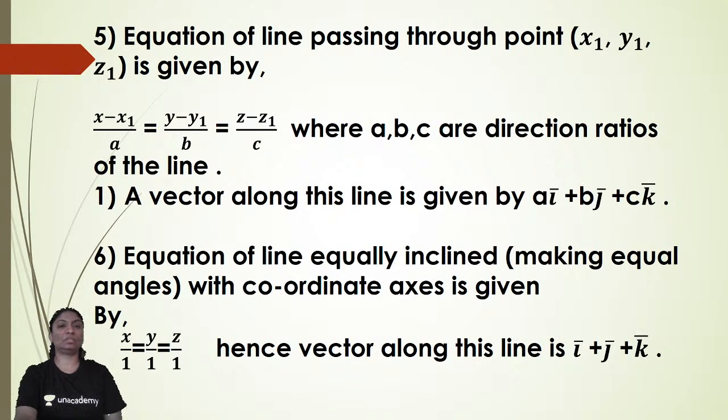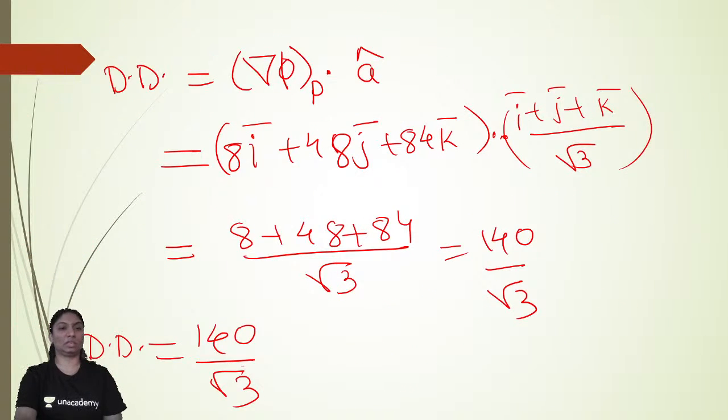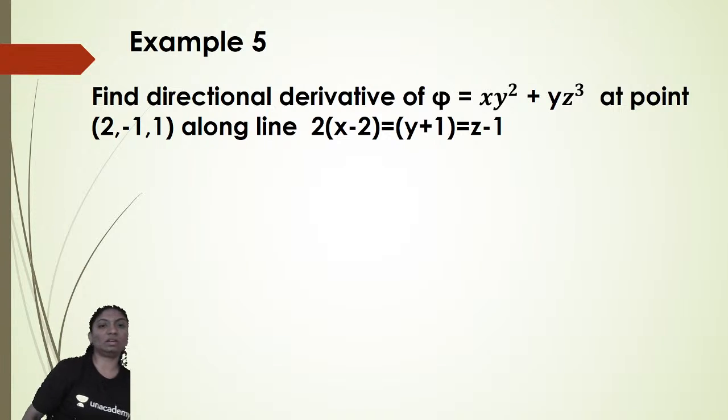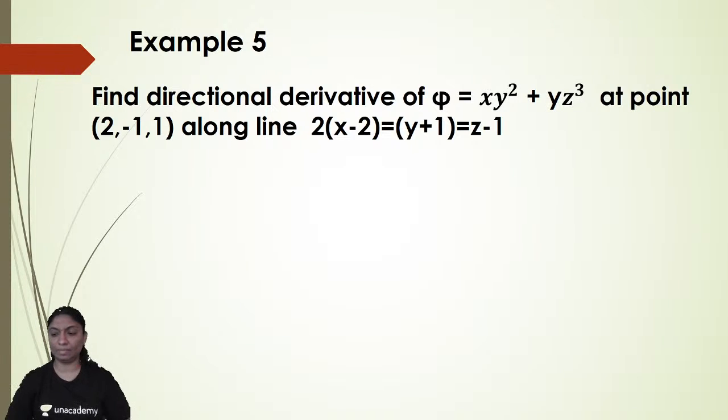The equation of the line passing through the point x1, y1, z1 is given by x minus x1 upon a, y minus y1 upon b, z minus z1 upon c. We will convert that line into this standard form, so you will get x minus 2 equal to y plus 1 equal to z minus 1.